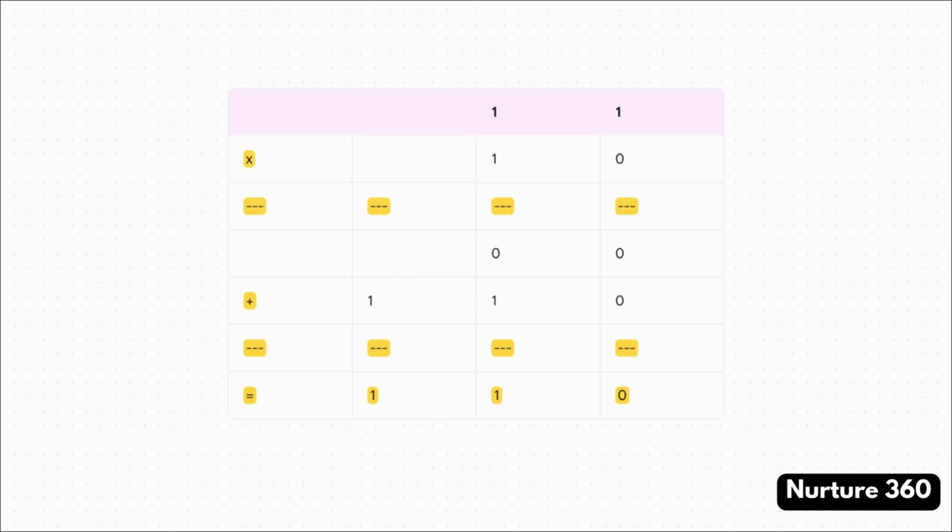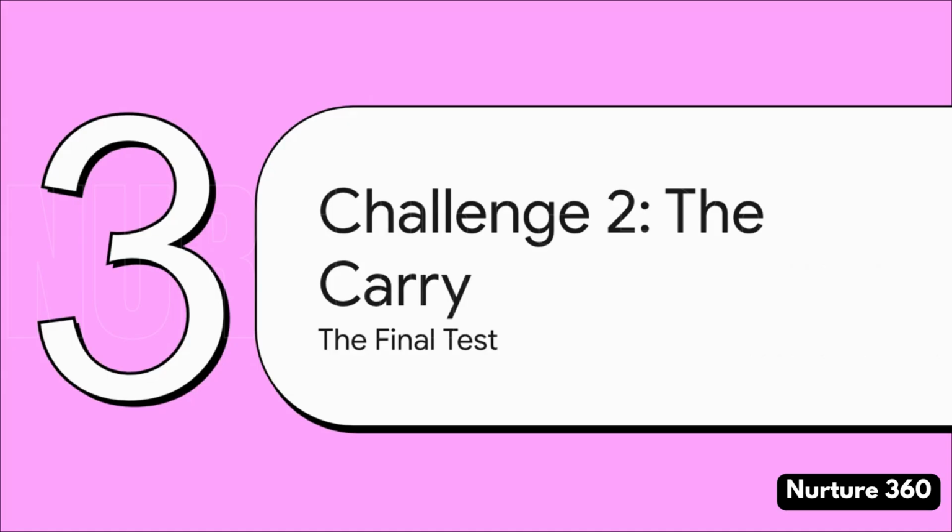Okay, now for the addition. Far right column, that's a 0. Middle column, 0 plus 1 is 1. And in the far left column, we just bring down that 1. And there it is, our final answer, 110 base 2. Challenge 1 complete. Nice work, but that was just the warm-up. Now it's time for the final test. This is the one that involves the carry.